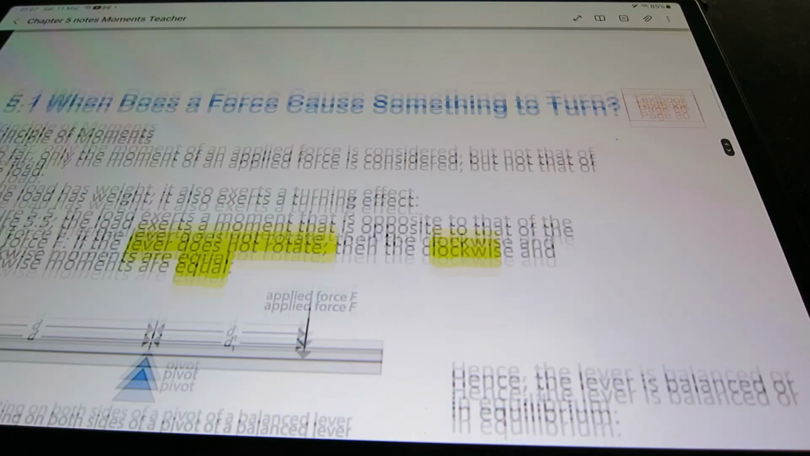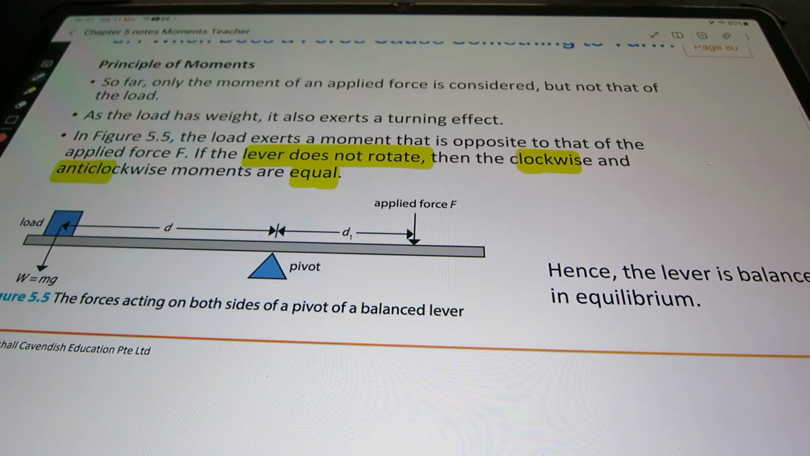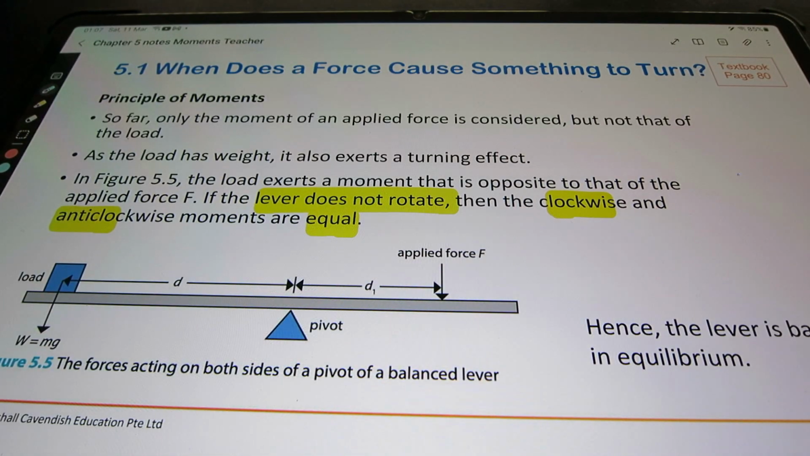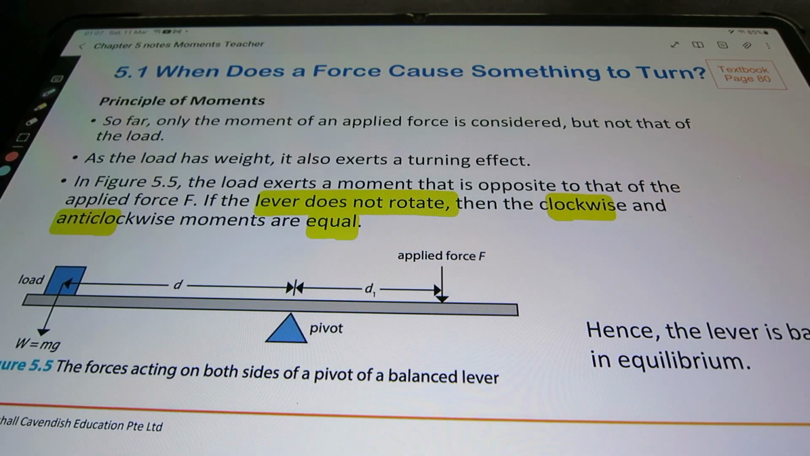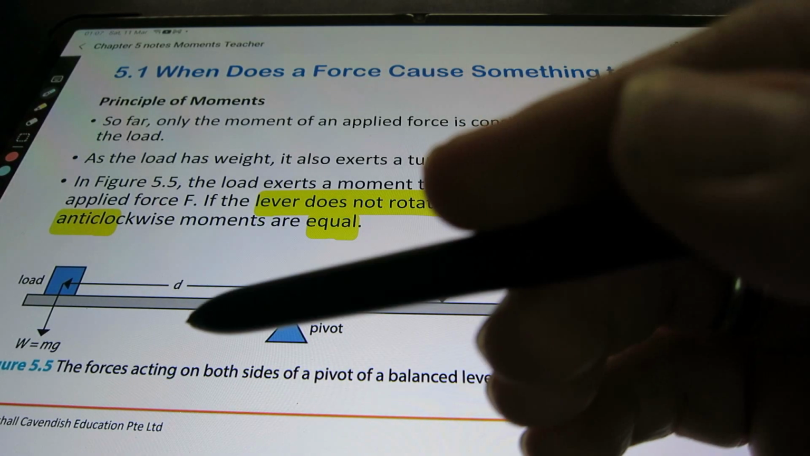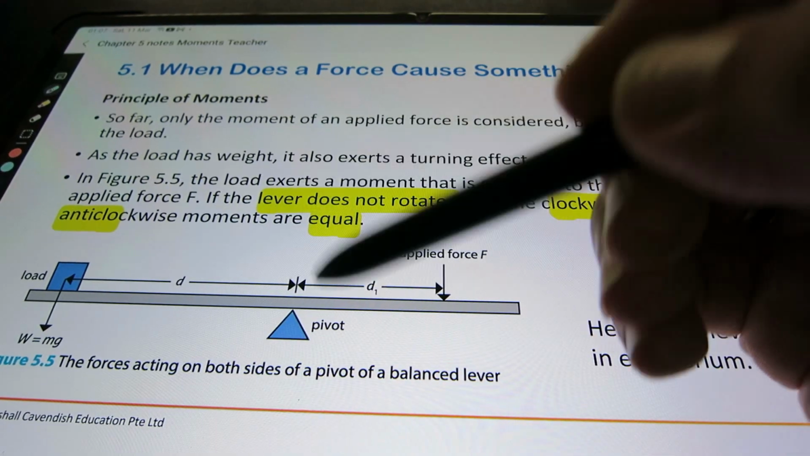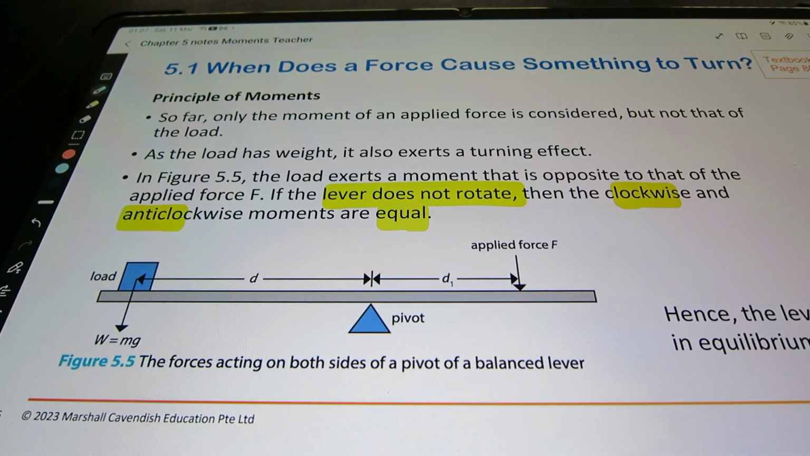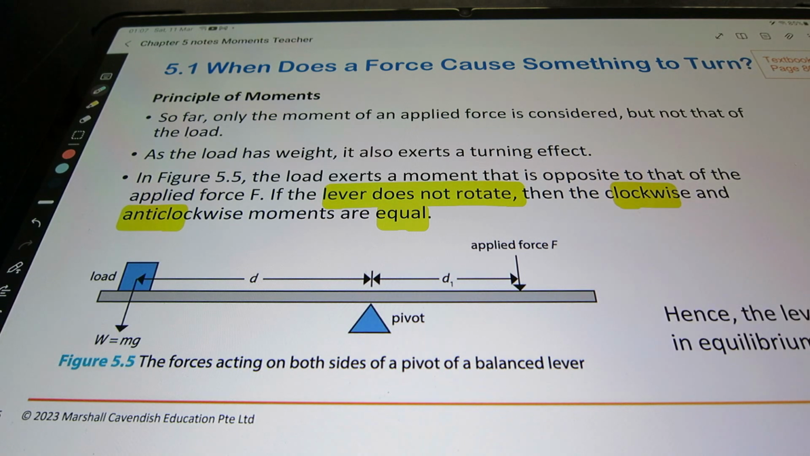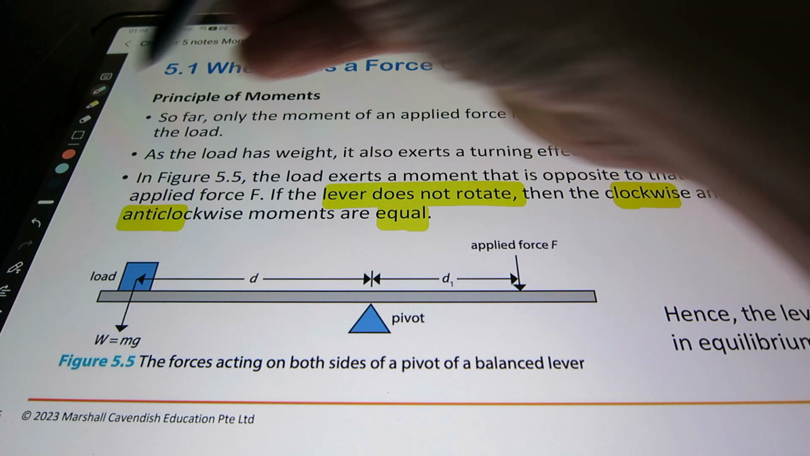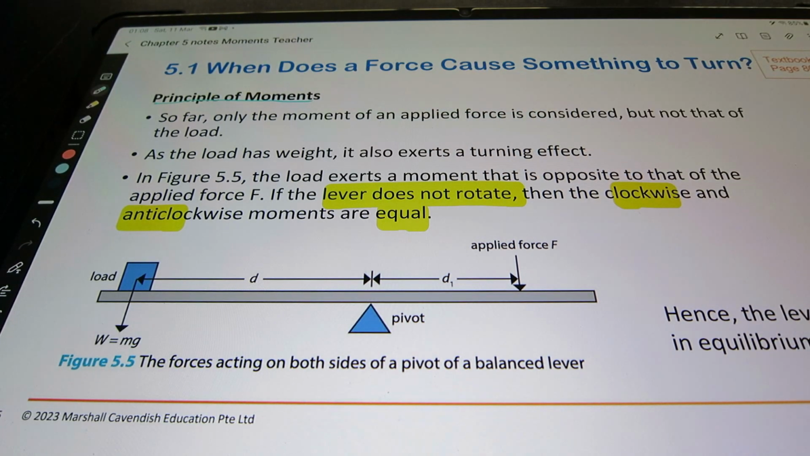Alright, so these are the solutions. We come now to what we call the principle of moments. If I'm given any situation where there's a rotation, and I'm given a pivot and a force, I know exactly how to find the moment, and I know exactly whether it's going to cause an anti-clockwise or clockwise moment. Now, the principle of moments is something else.